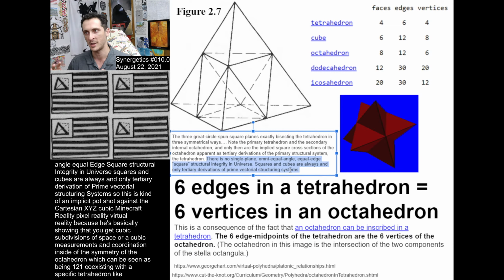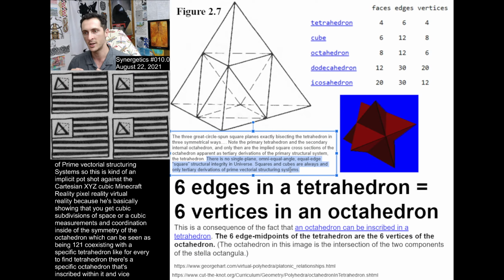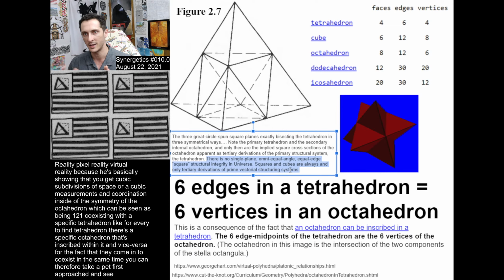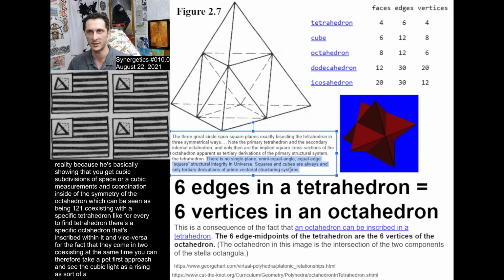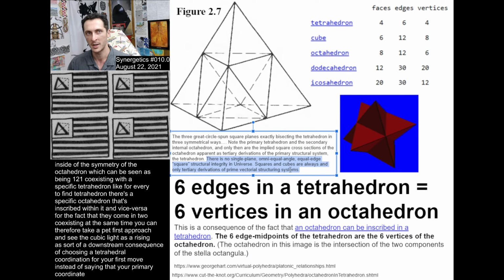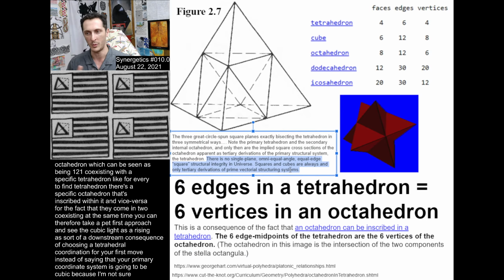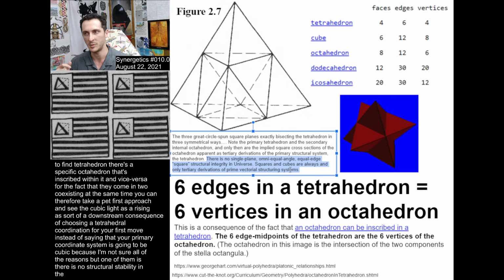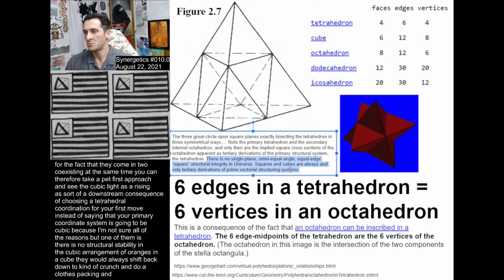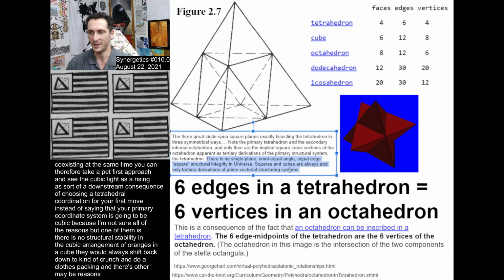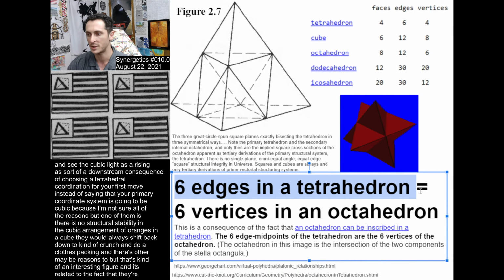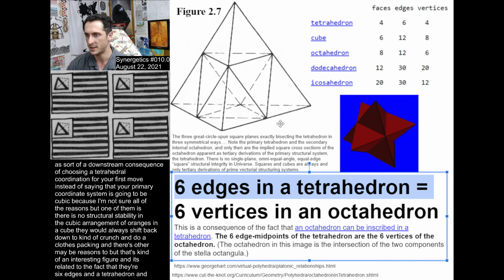Like for every defined tetrahedron, there's a specific octahedron that's inscribed within it and vice versa. So the fact that they come into coexistence at the same time, you can therefore take a tet first approach and see the cubic lattice as arising as sort of a downstream consequence of choosing a tetrahedral coordination for your first move, instead of saying that your primary coordinate system is going to be cubic, because I'm not sure all of the reasons, but one of them is there is no structural stability in the cubic arrangement of oranges in a cube. They would always shift back down to kind of crunch into a close packing. And there's other maybe reasons too, but that's kind of an interesting figure. And it's related to the fact that there's 6 edges in a tetrahedron and that there's 6 vertices in the octahedron.